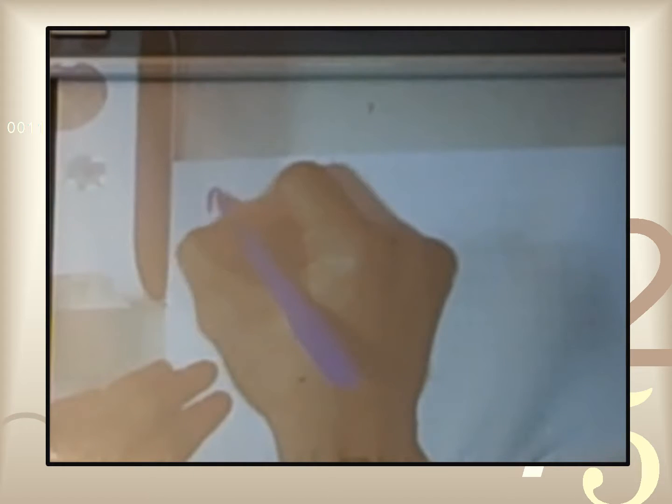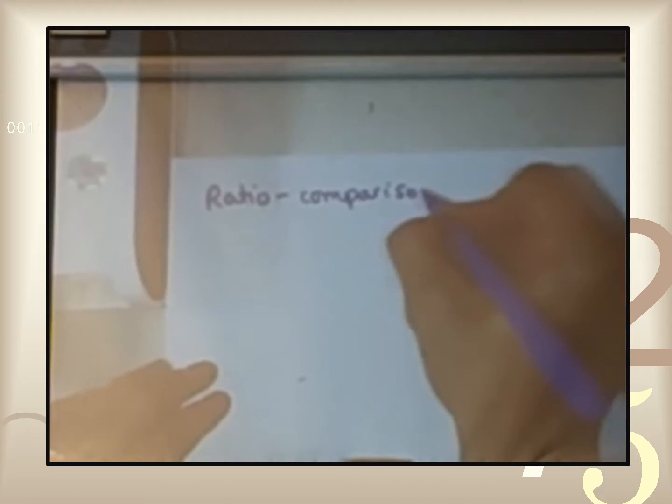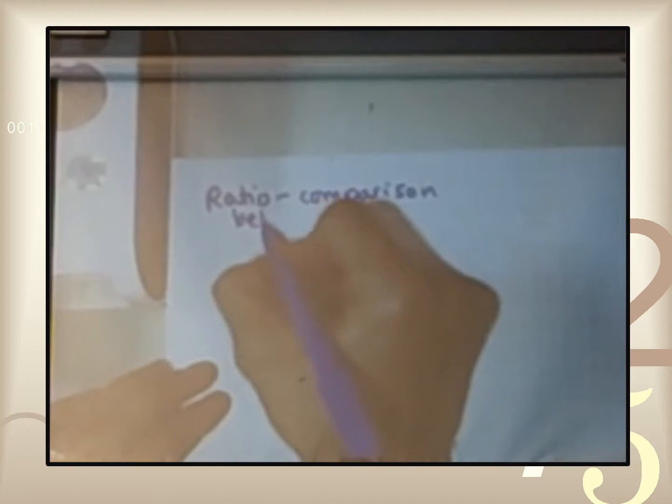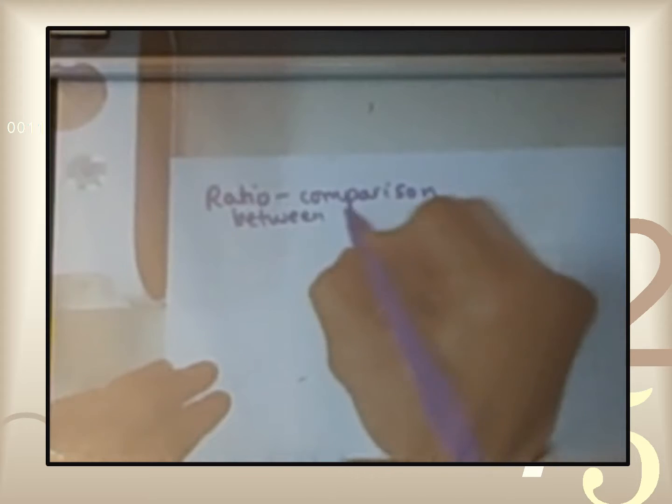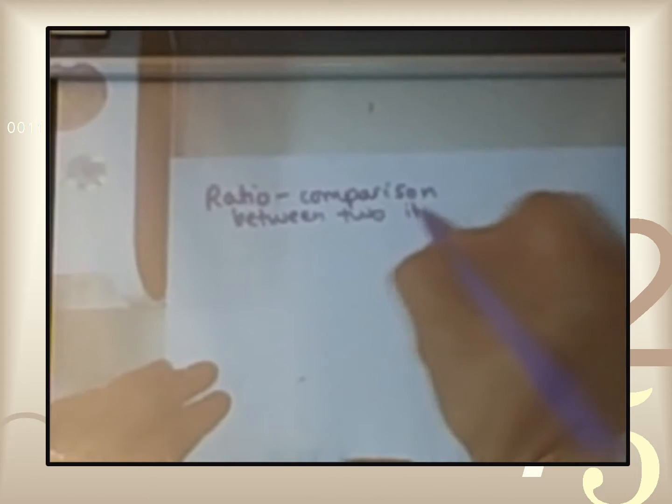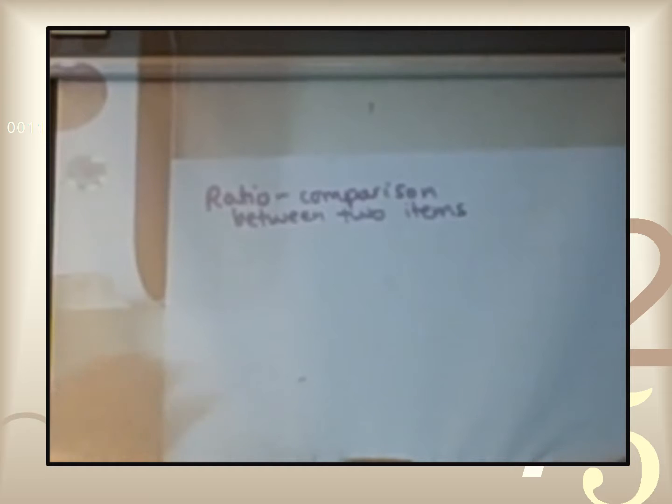So as I mentioned, a ratio compares, so it is a comparison between two items. Okay, so the first thing we're going to do, you all are going to realize that this is actually an extremely easy concept to understand.